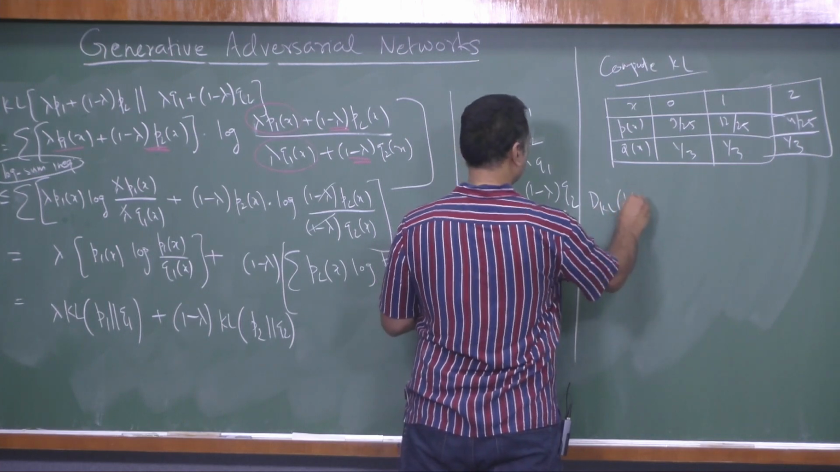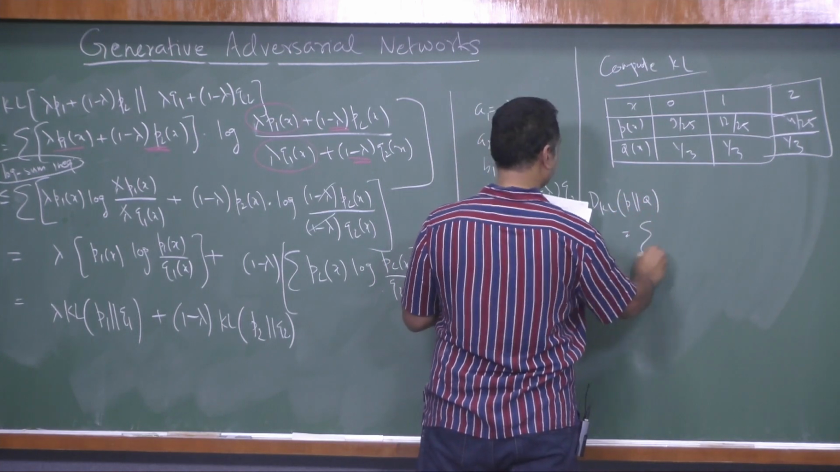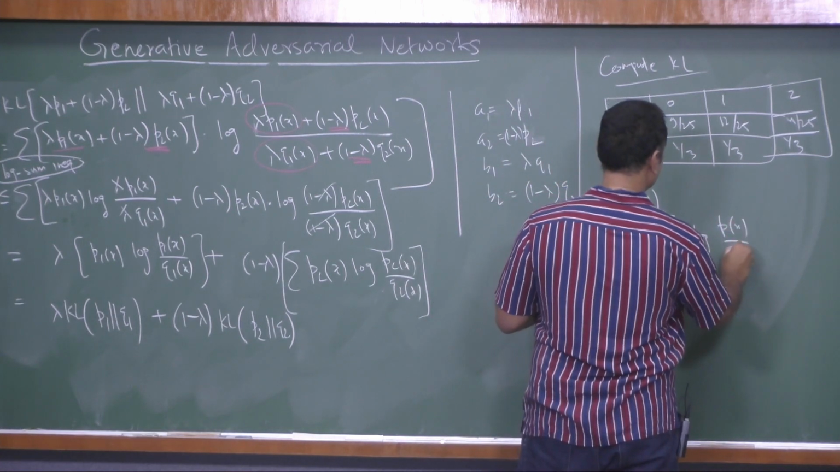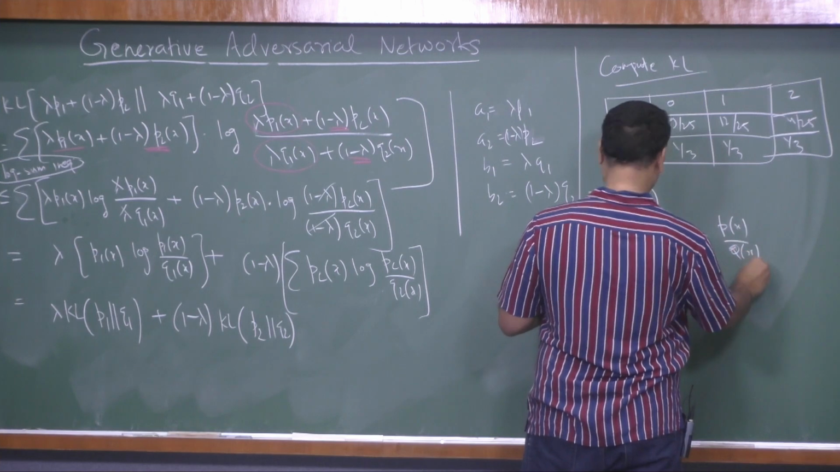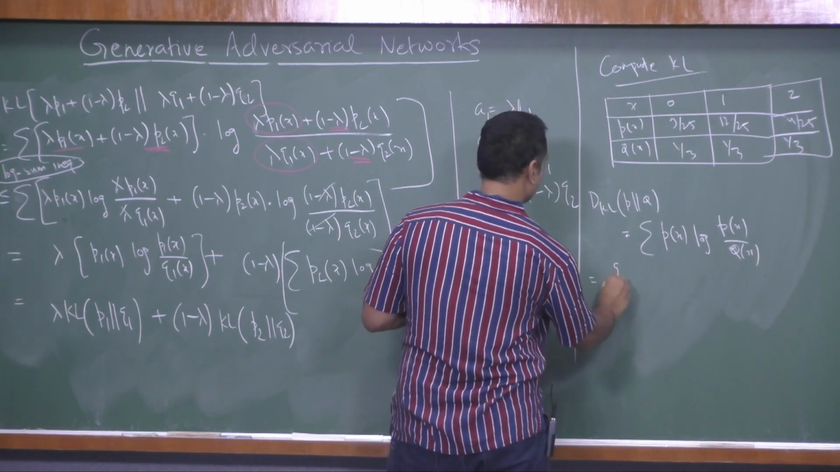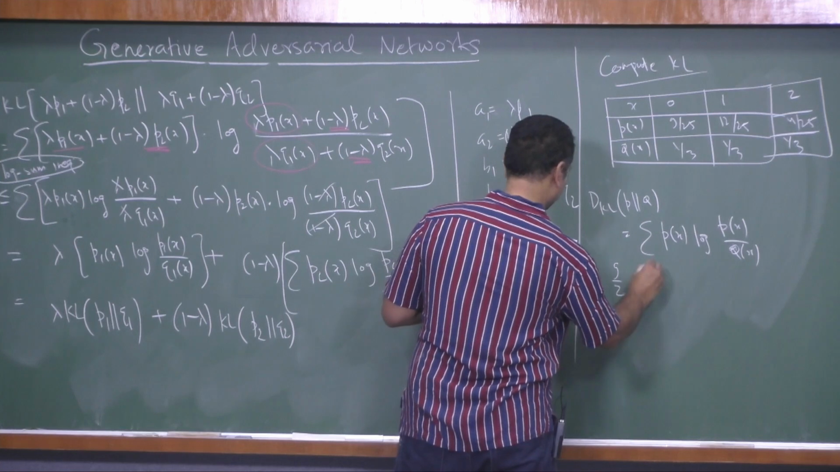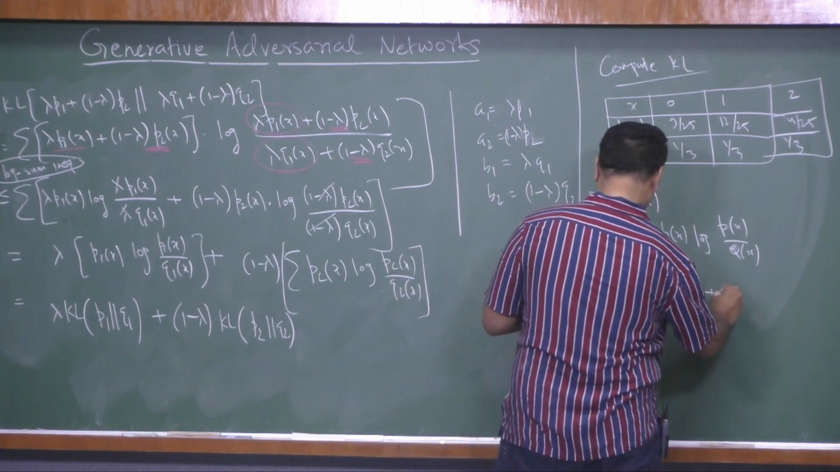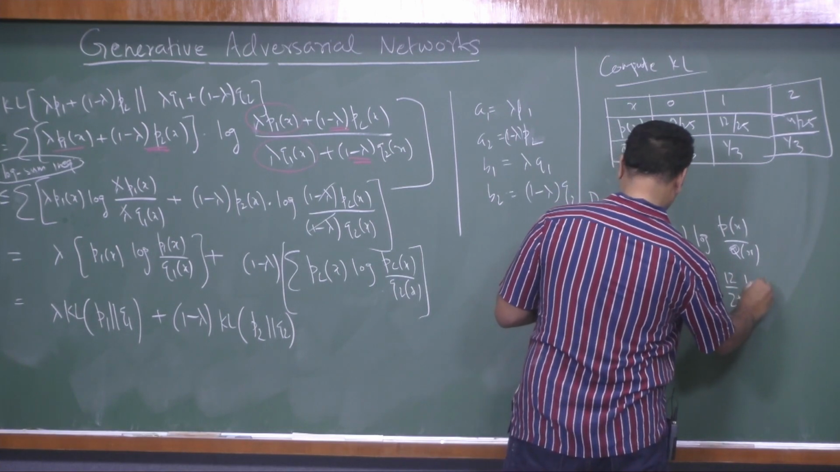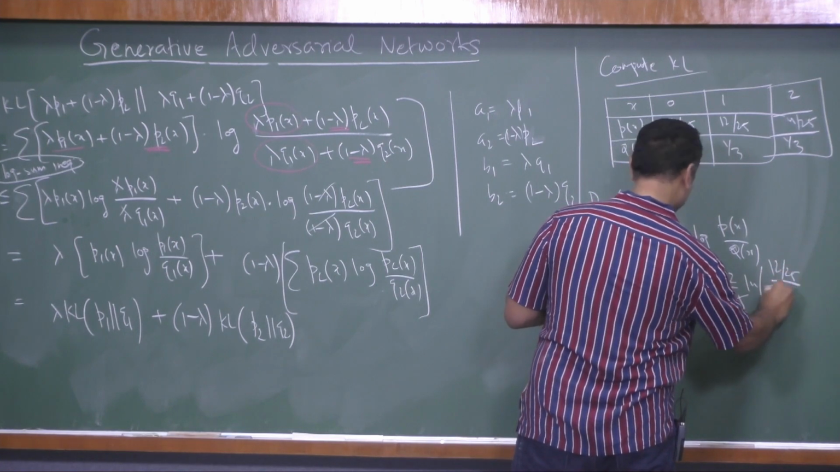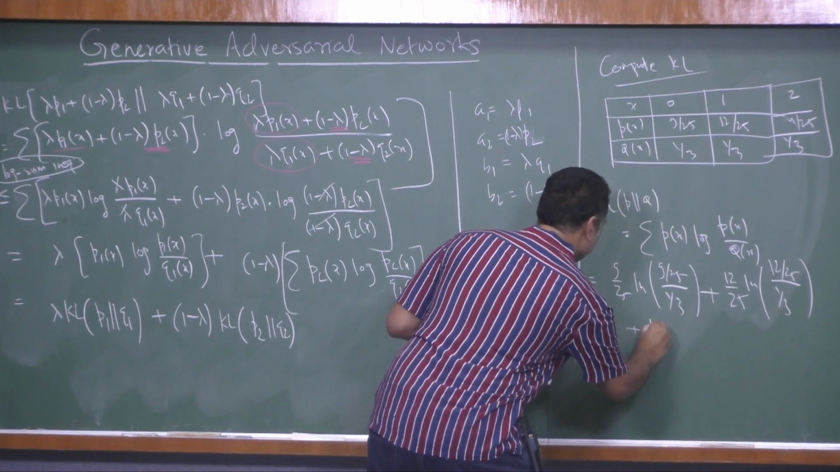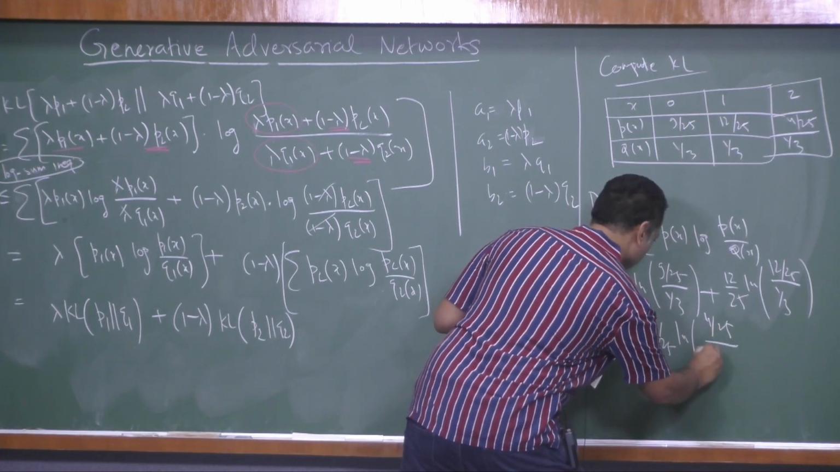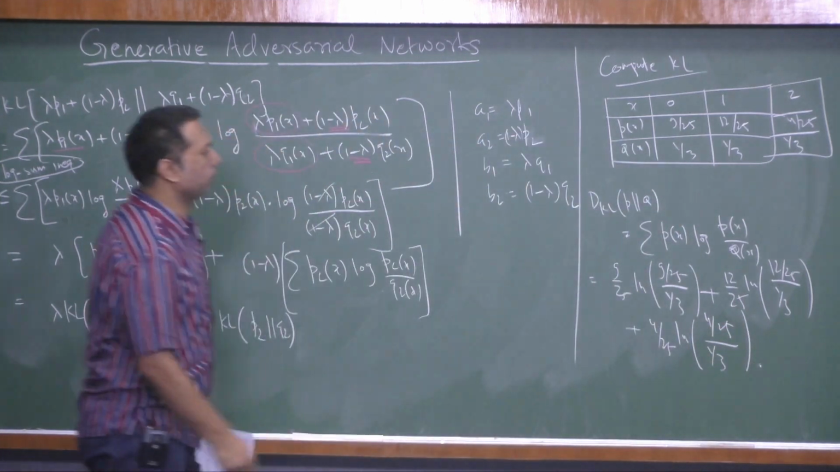So this could be like small questions in the exam, right? Then you do this Px log Px by Qx. So you do 9 by 25 ln of (9 by 25) by (1 by 3), plus 12 by 25 ln of (12 by 25) by (1 by 3), plus 4 by 25 and so on. You can complete this later on, just for completeness. This is how we compute KL.